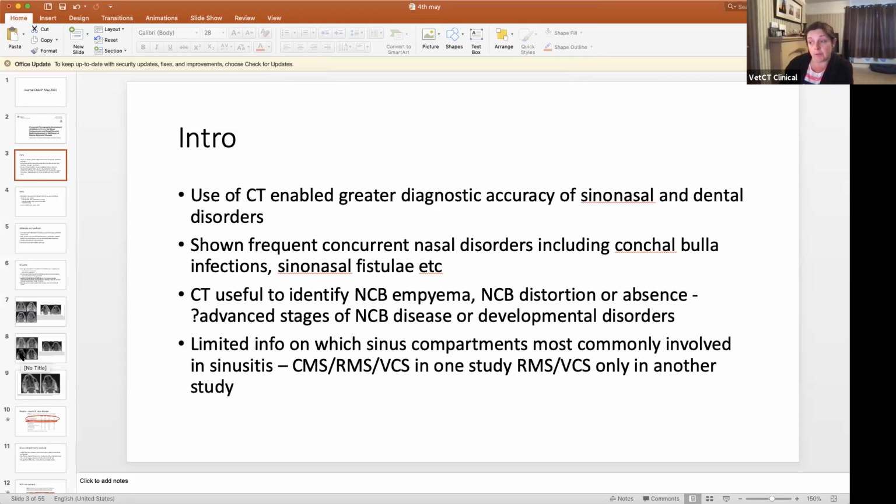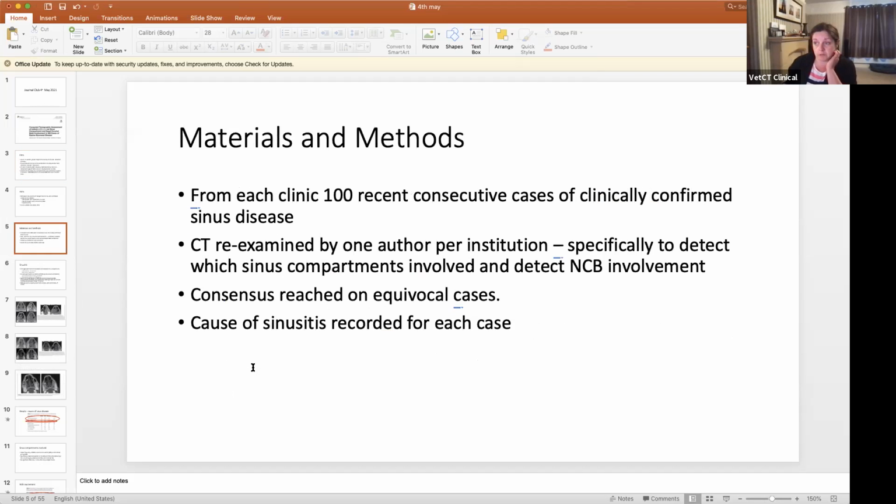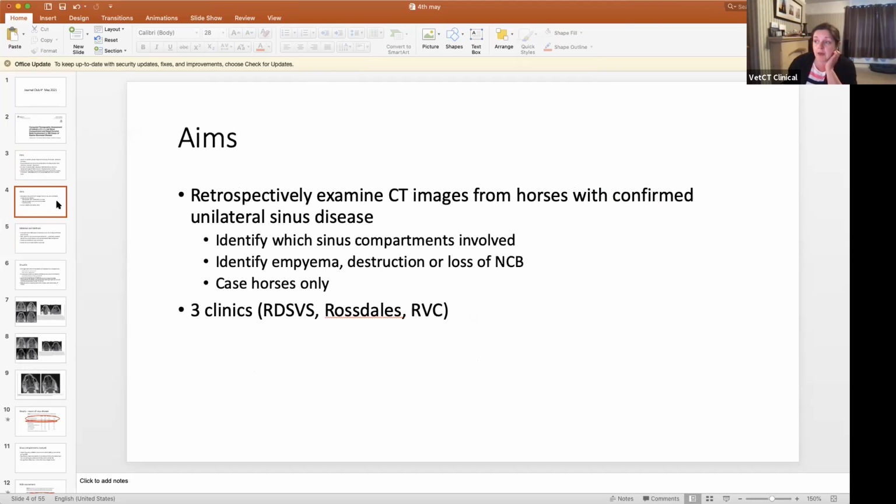The other thing they comment on is that there's limited information on which sinus compartments are most commonly involved in sinusitis. The one large-scale study suggested that both maxillary sinuses and the ventral conchal sinus were important, whereas another study showed that only the rostral maxillary and ventral conchal sinus was important. So their aim was to retrospectively examine CT images from horses with confirmed unilateral sinus disease. They used unilateral because they wanted to use the unaffected side as a control.